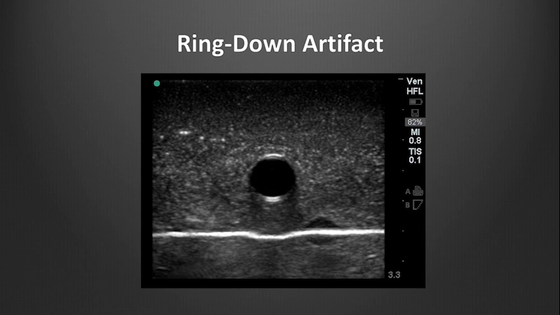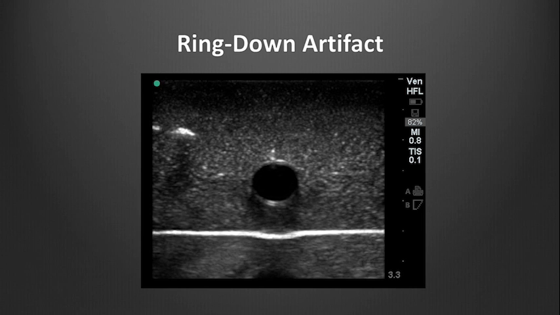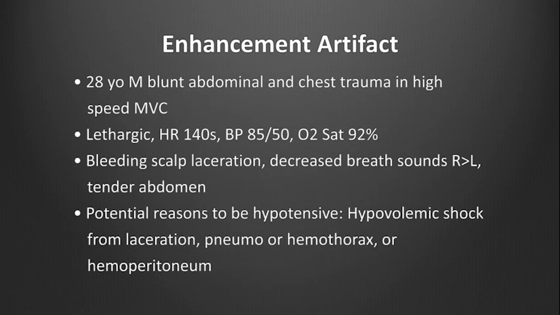Here we see ringdown artifacts that we can use to follow our needle tip during IV catheter insertion under ultrasound guidance. Our next enhancement artifact is best presented using another clinical vignette. A 28-year-old male arrives with blunt abdominal and chest trauma after a high-speed MVC. He is lethargic, tachycardic, and hypotensive, with an oxygen saturation of 92%. He has a bleeding scalp laceration, decreased breath sounds, and a tender abdomen.